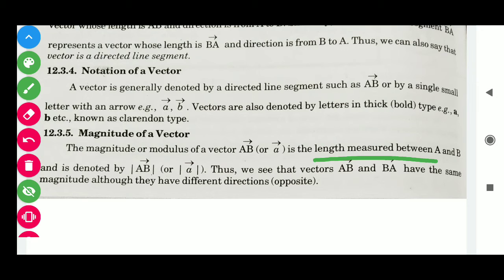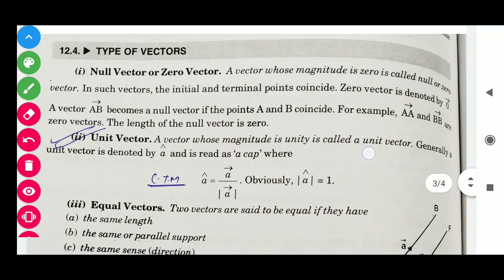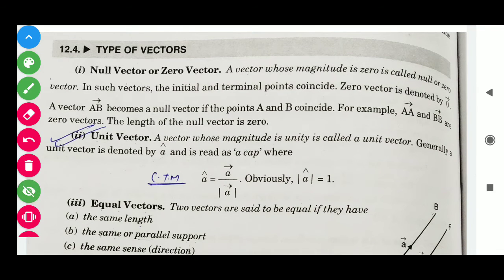So this is the magnitude of a vector, that is the length measured from A to B. Now, next is the type of vectors. Here we have the type of vectors. First one is the null vector, that is the zero vector. In this way, we are standing on its initial position and we are not moving.